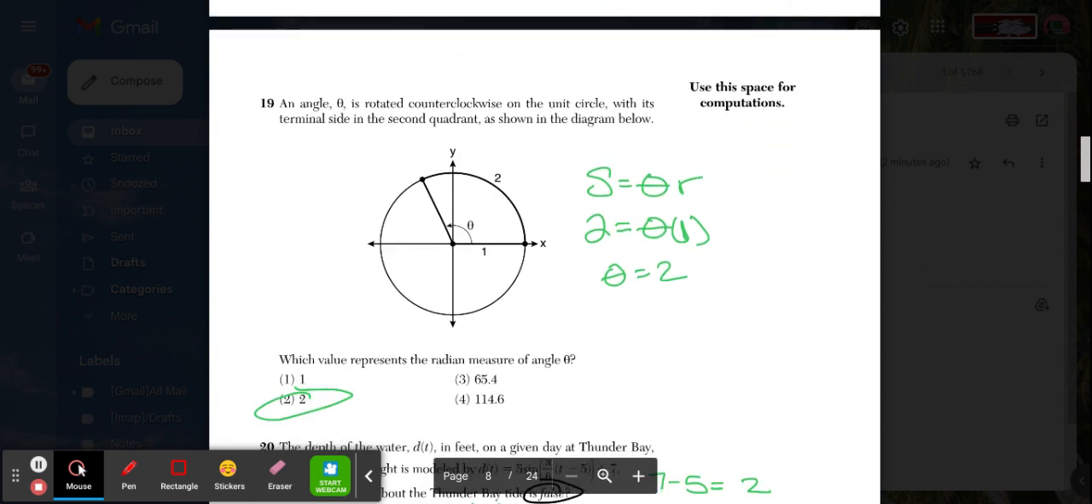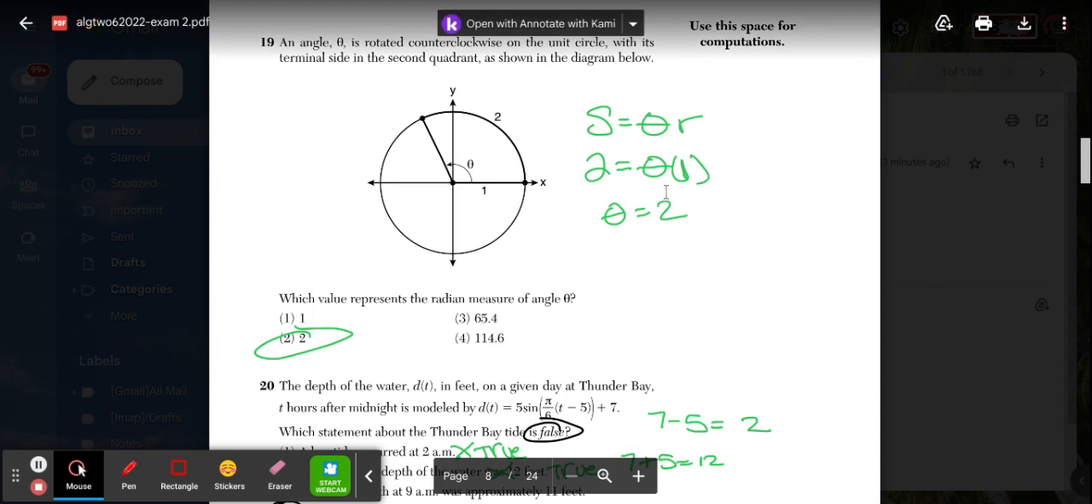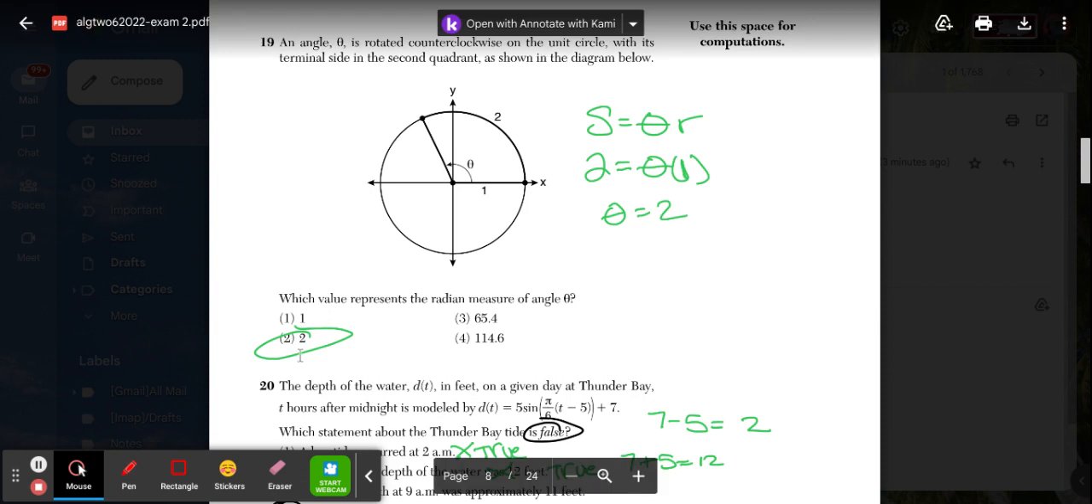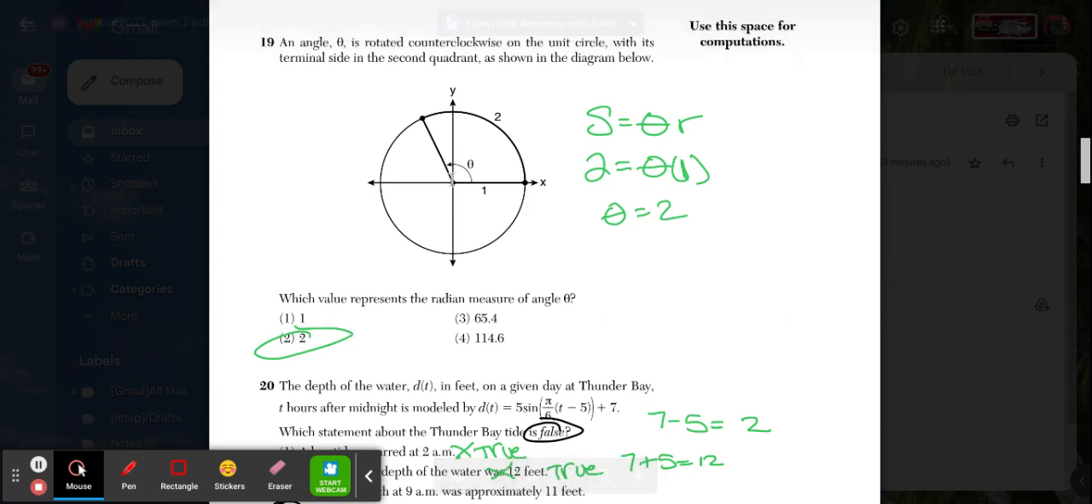Number 19 is a SOAR question. Not common on the Algebra 2 exam, but could be there. We covered it for like a hot second. SOAR is the arc length equals the theta amount times the radius. So 1 is equal to theta times 1, so theta equals 2. So the theta value is 2.